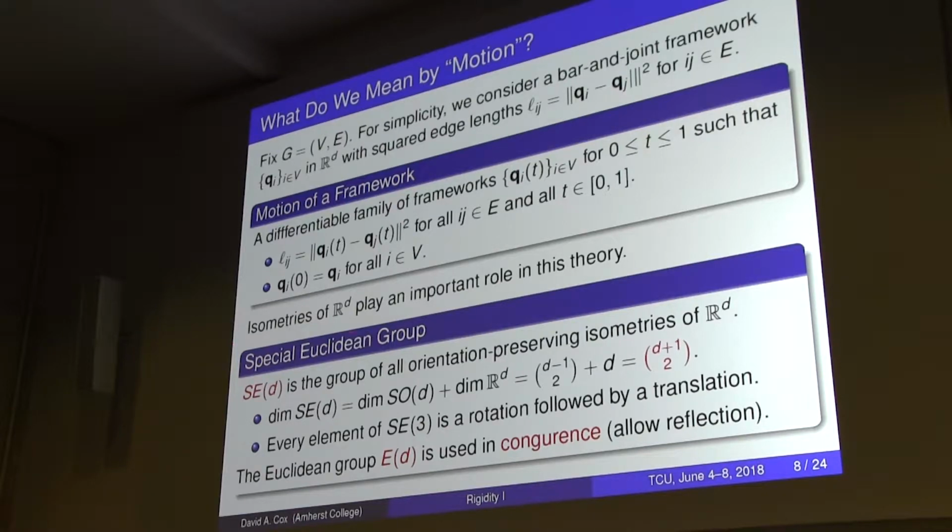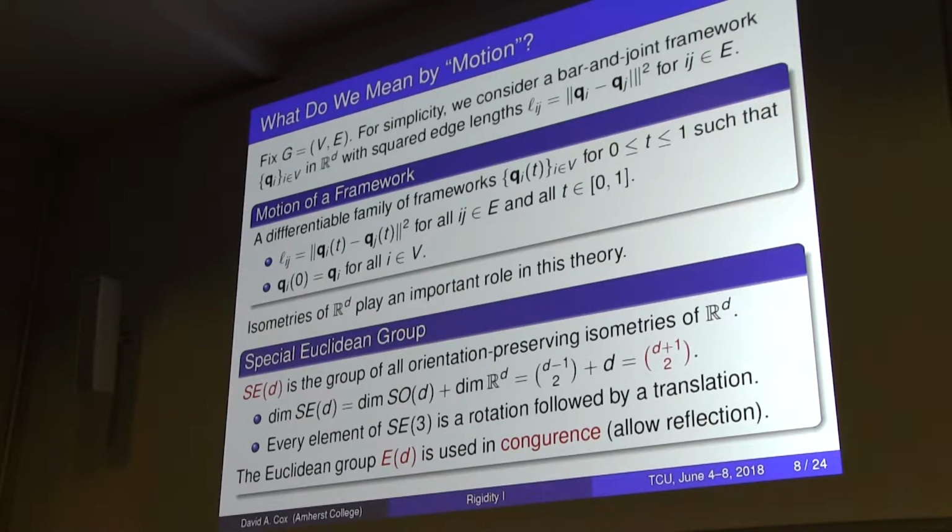And so that's where the special Euclidean group comes in. It's the group of orientation-preserving isometries of d-dimensional space. It's a semi-direct product of the special orthogonal group and the translation group. And so we add up the dimensions. The special orthogonal group has that. Translations, of course, are dimension d. And so this binomial coefficient is the dimension of our special orthogonal group. And you'll see this many times.